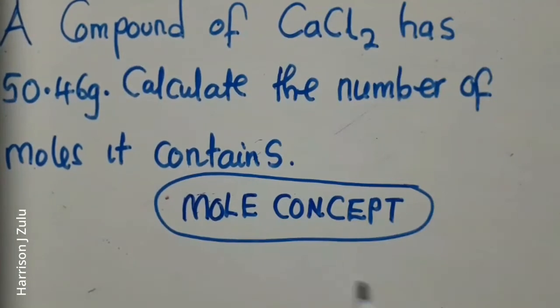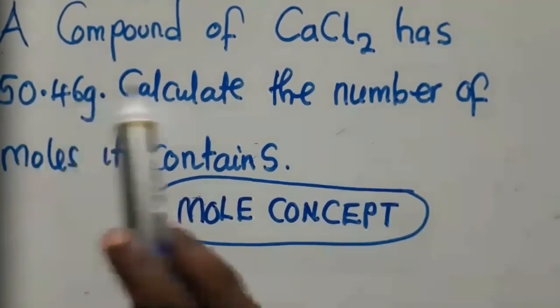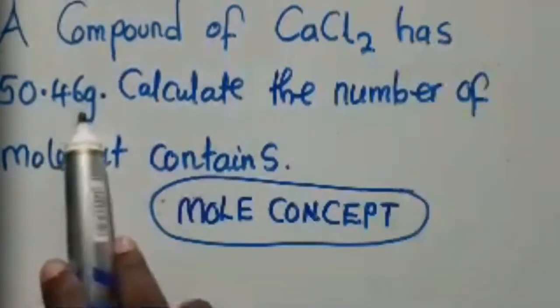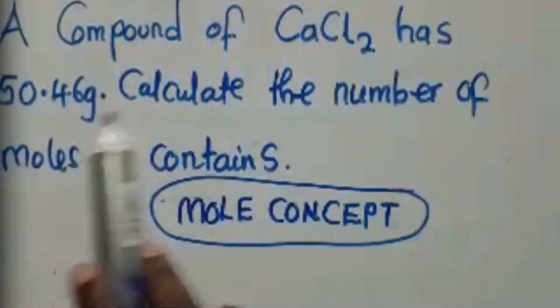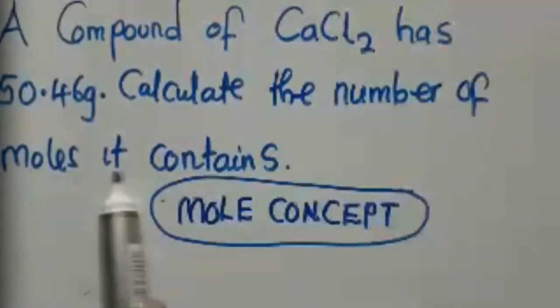We need to understand this topic very well. So there is a question here. The question is saying a compound of calcium chloride has 50.46 grams. Calculate the number of moles it contains.